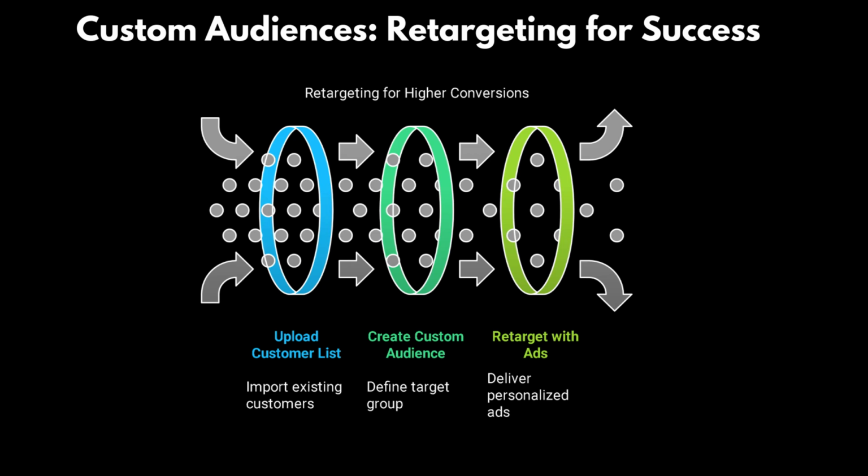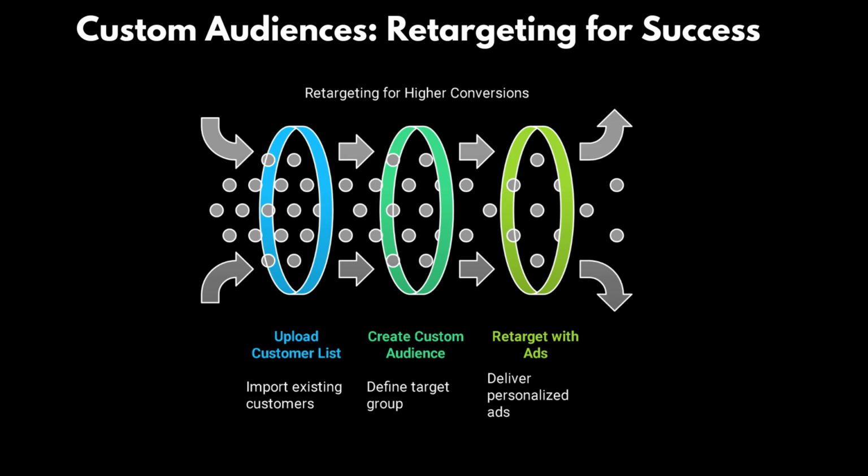4. Custom audiences. Retargeting for success. Now, let's talk about one of the most powerful features available on Facebook, custom audiences. This tool allows you to upload your existing customer list and retarget those who have already engaged with your brand. Why is this important? Because it's often said that retargeted ads have a conversion rate that's 10 times higher than standard ads. Why? Because these users are already familiar with your brand and have shown interest in your offerings. You can also create custom audiences based on website traffic, app engagement, or video views.